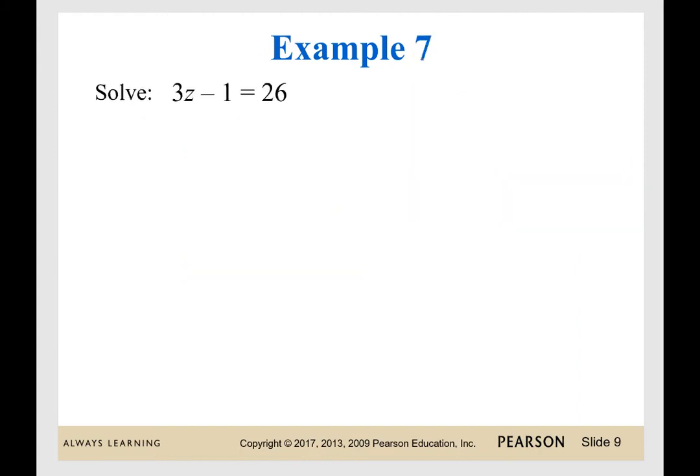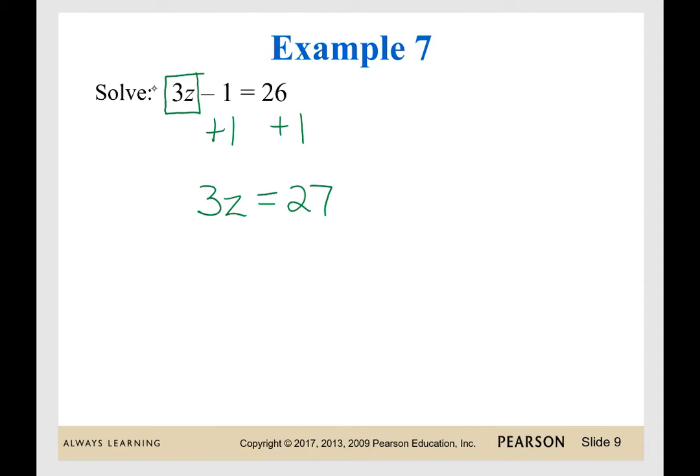All right, 3z minus 1 equals 26. So left-hand side, there's nothing we can simplify. Right-hand side, also nothing we can simplify. So this one is in simplified form. Notice the z is being multiplied by 3, and then we are subtracting 1. So the first thing we have to do is get this term that has the z completely isolated, which means we have to get rid of subtracting 1, which means we must add 1 to both sides. And we call that isolating the variable term.